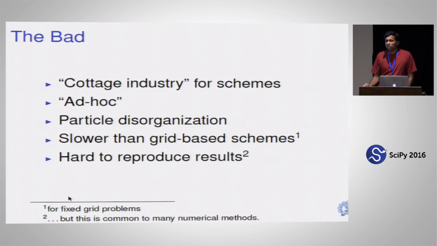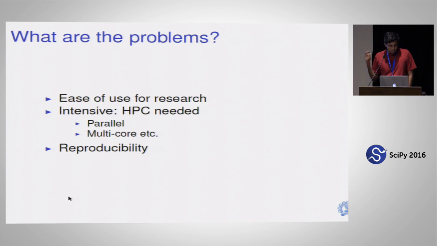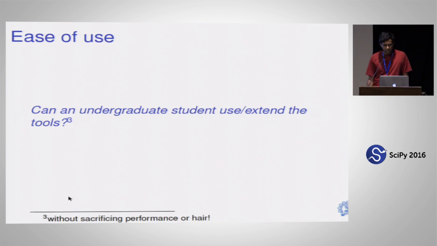The other big issue is it's hard to reproduce results. But this is, again, not specific to SPH. It's common to many numerical methods. And that's just the nature of the publication industry today. So we want ease of use for research. These kinds of problems are intensive, so you require HPC. You want it to be parallel. You want it to use distributed as well as multi-core, and you want reproducibility. So ease of use. Let's get a little more into it.